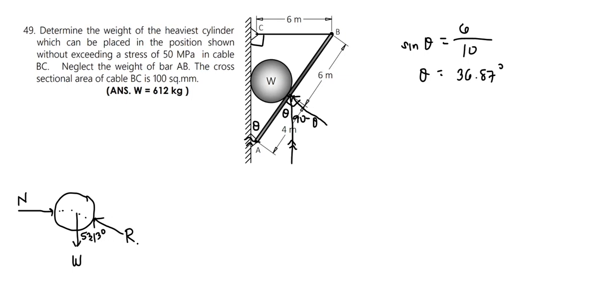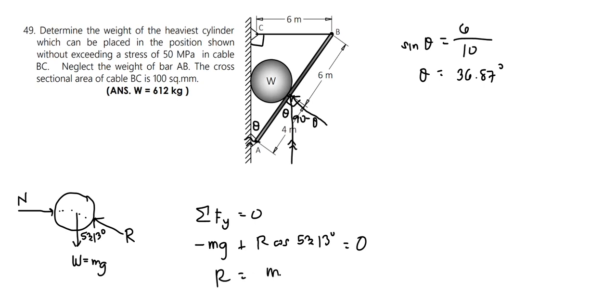After that, we can solve for R in terms of the weight W, that is equal to mass times the gravitational acceleration, by taking summation of forces vertical equal to 0. So the weight going downwards, that is negative mass times the acceleration due to gravity, plus the component of the reaction going upwards, that is R cosine of 53.13 degrees, all equal to 0. We get R equal to mg divided by cosine of 53.13 degrees. That serves as our first equation.